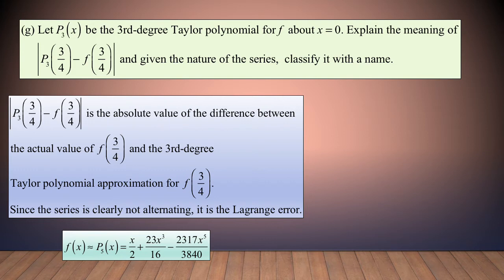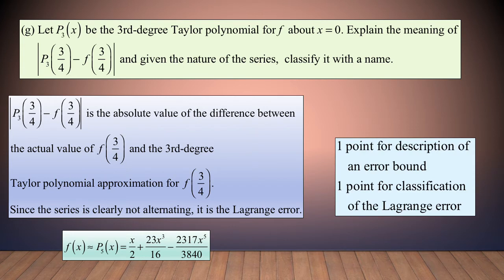We saw previously that f of x can be written by the fifth degree Taylor polynomial, x over 2 plus 23x^3 over 16 minus 2,317x^5 over 3,840. This series is clearly not an alternating series, so the error that we are showing represents the Lagrange error. 2 points for this problem. 1 point for recognizing that this absolute value represents an error bound, and then 1 point for the classification, calling it the Lagrange error.